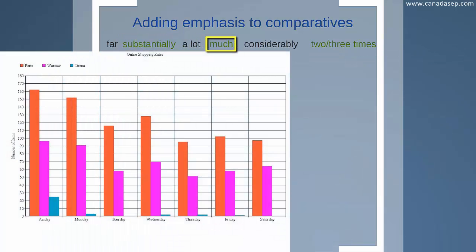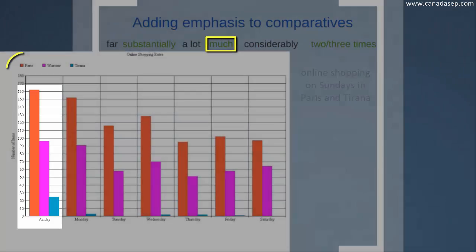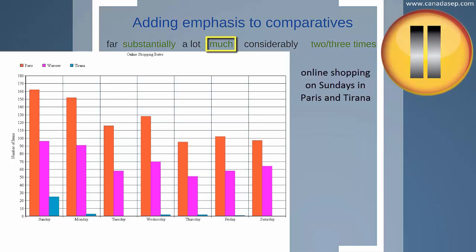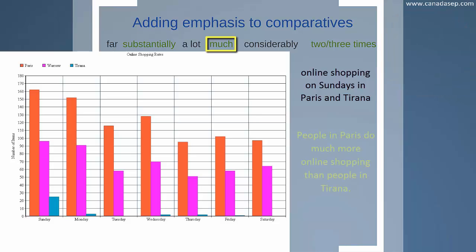In the following graph, compare online shopping on Sundays in Paris and Tirana. Pause the video, please. People in Paris do much more online shopping than people in Tirana. Notice that when you are comparing countable items, much is replaced by many.